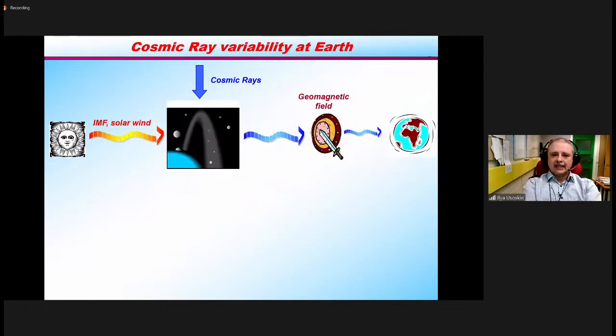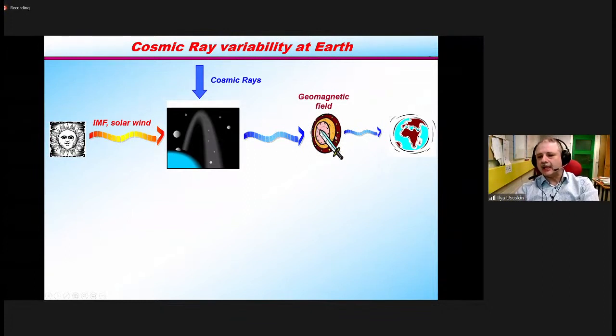And first, let me say a few words about cosmic rays at Earth. Cosmic rays are highly energetic nuclei coming to Earth from our galaxy and beyond. At first approximation, the flux of cosmic rays can be considered as constant beyond the heliosphere, the solar system. And then the sun, through solar wind and interplanetary magnetic field, which are defined by solar magnetic activity, modulates the flux of cosmic rays inside the heliosphere. So the flux of cosmic rays arrives at Earth already modulated by the solar activity.